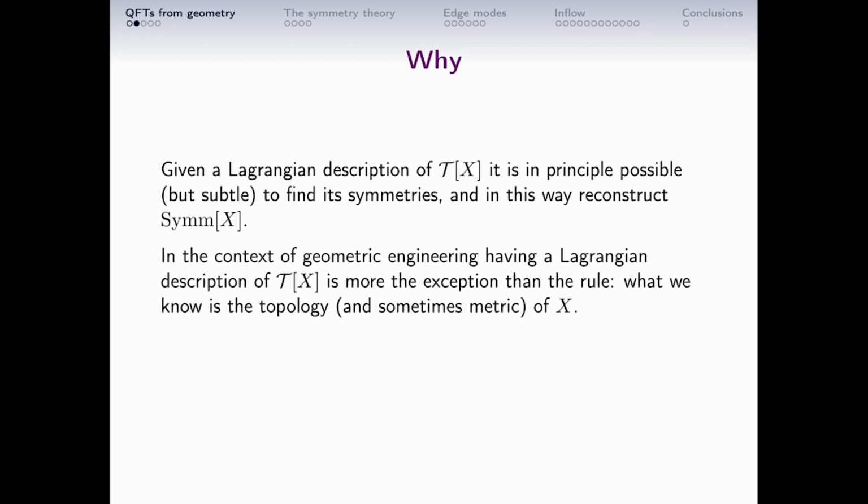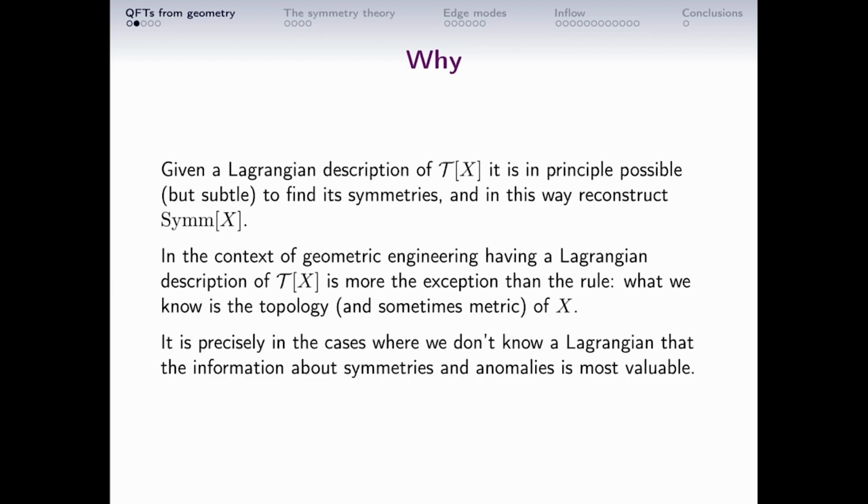So if you don't have a Lagrangian, what do you do? Well, typically what you want to do when you don't have a Lagrangian is understand symmetries and anomalies and that kind of thing. Because we have nothing else, we have to derive that from the topology and metric of the space X. And this is when things are most valuable: when you don't know the Lagrangian, at least you know the symmetries. Hopefully you can say something useful from there.